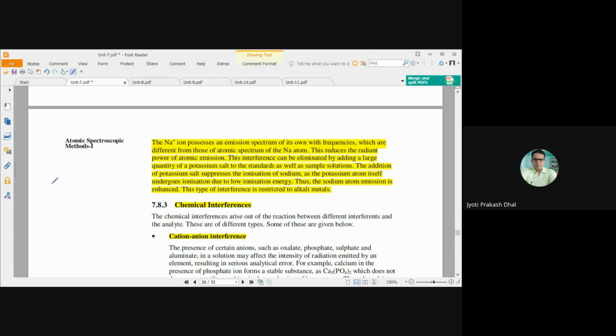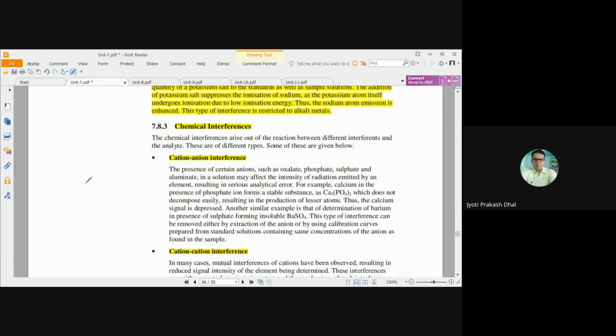The addition of potassium salt suppresses the ionization of sodium atoms, as the potassium atoms themselves undergo ionization due to low ionization energy. Thus, the sodium atom emission is enhanced. So this type of interference is restricted to alkali metals only.